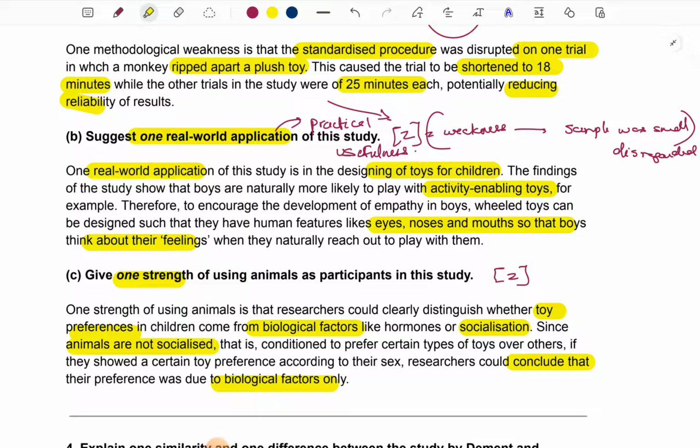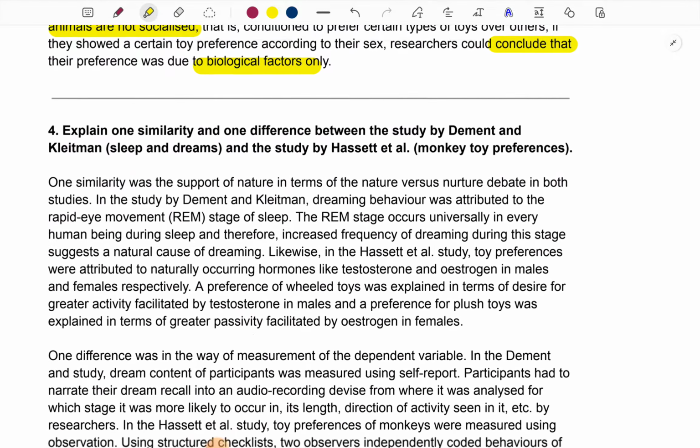Again, there's not much to discuss in terms of how to write this answer, but what comes to my mind is, here also be very direct. There will be students saying, okay, because animals are not socialized, and then they're not able to explain further. So if they're not socialized, then what? Complete whatever you write. Because they are not socialized, whatever preference they have is because of biological factors. That can be assumed. Don't write half answers, don't write incomplete answers. Whatever reasoning you give, take it till the end. That is all I can advise.